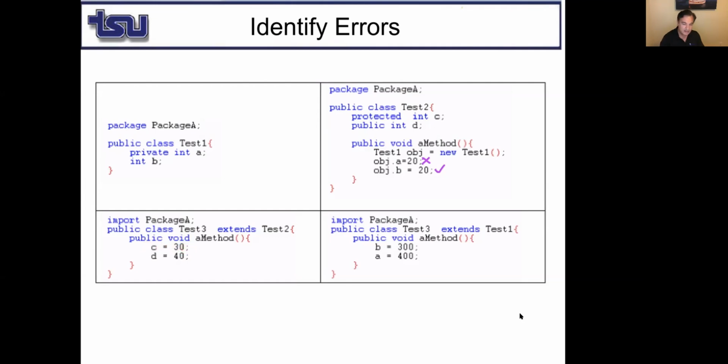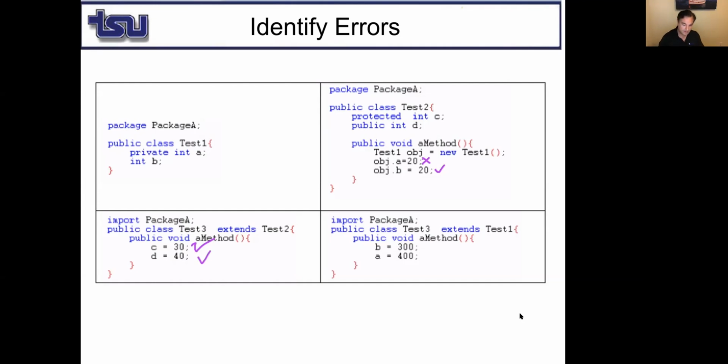C is protected. Protected means either package access or subclasses. I know test 3 and test 2 are not in the same package, but test 3 is a subclass of test 2. Therefore, this will be fine. And D is public, and that will obviously be fine, okay?